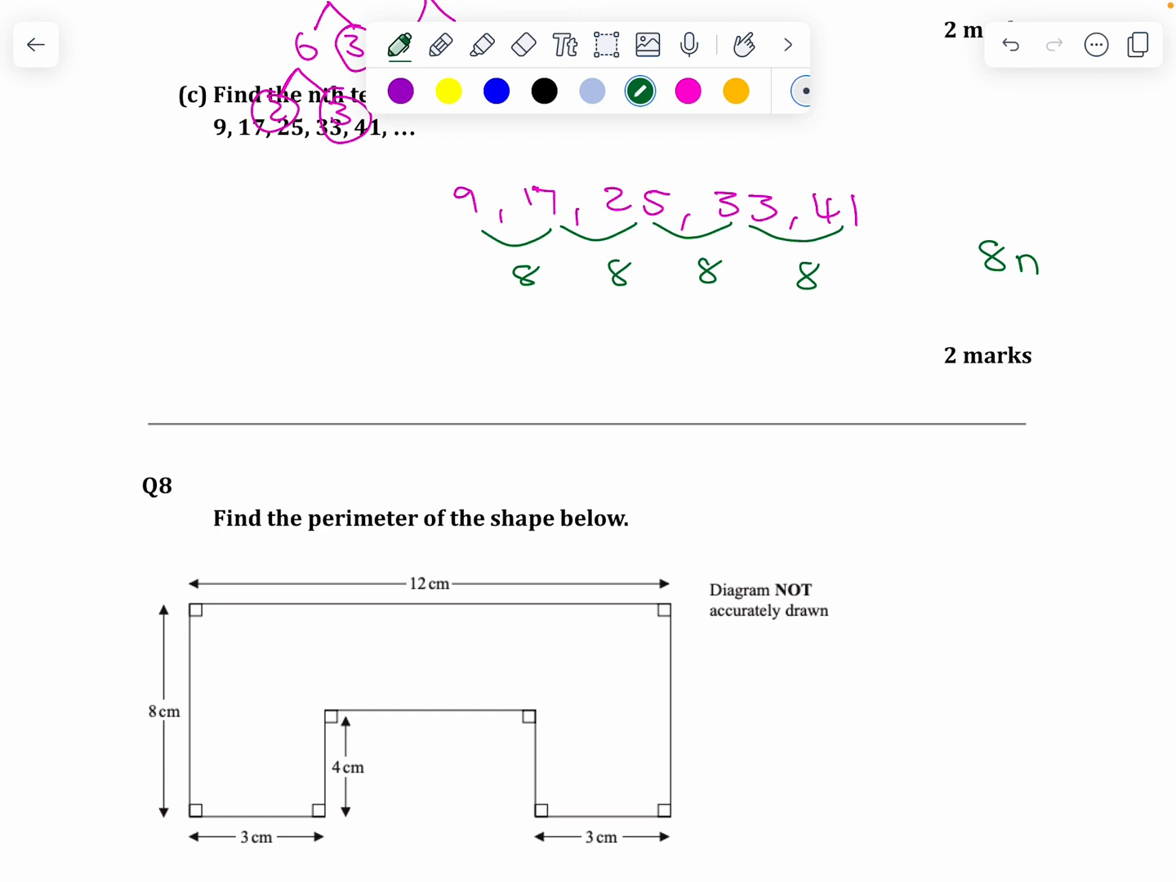Write the 8 times table on top: 8, 16, 24, 32, 40. What am I doing to these numbers on the top, so the 8 times table, to get the numbers underneath? Each time I'm adding 1. Adding 1 each time. So our final answer is 8n plus 1.